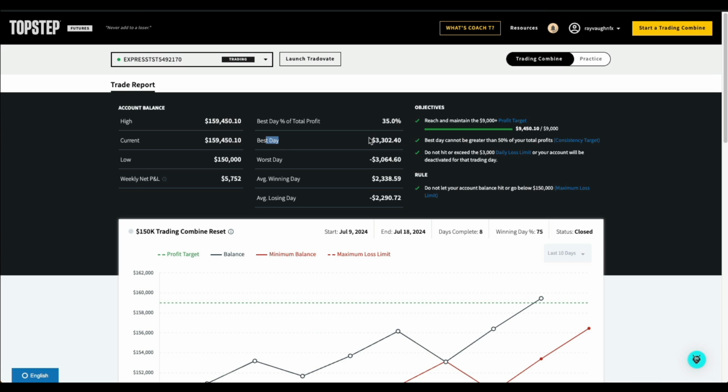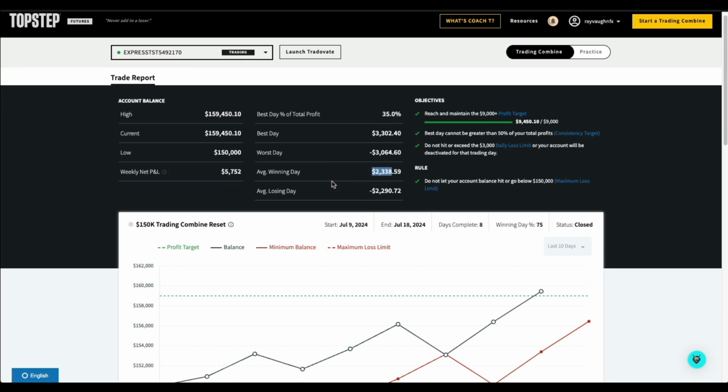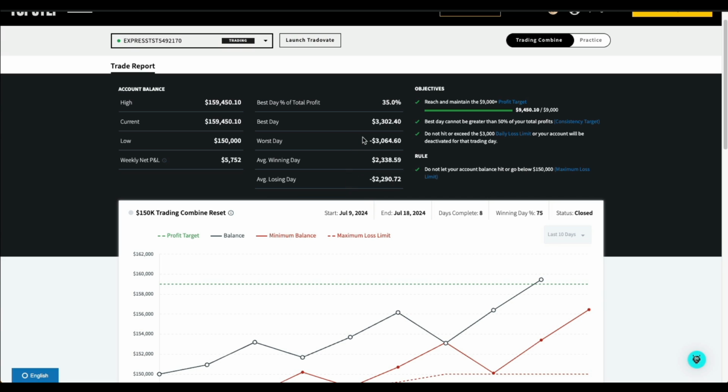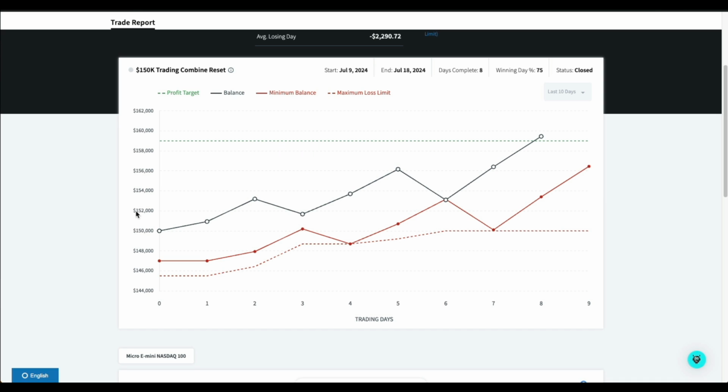So you can see my best day was $3,300. My worst day was $3,000. And I'll talk about this day a little bit, but overall I had 3 losses that day. And you'll see that I was still able to maintain my equity curve even with 3 losses in one session. My average winning day is around 2,300. My average losing day was around 2,200. But we have to keep in mind that the one day I did take 3 losses is being averaged into that. So let's go ahead and check out the profit and loss graph.